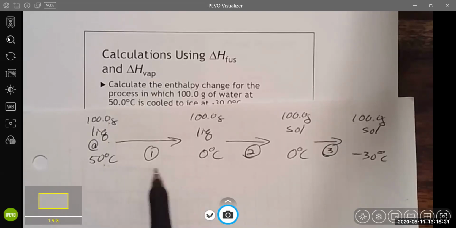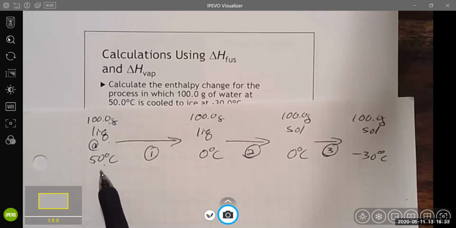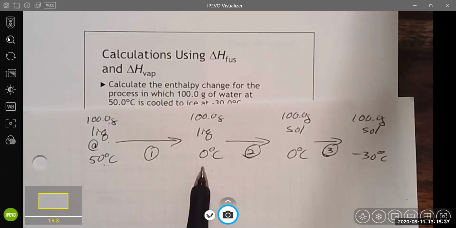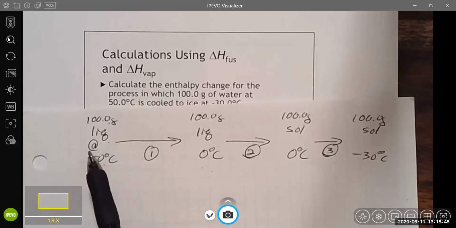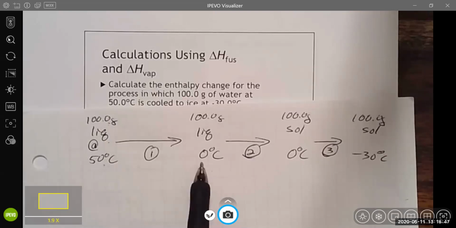So where did that energy go? If it was warm water and then it's very, very, very cold water, well, the energy left the water and it went into the surroundings of the freezer. So the freezer had absorbed that heat. So that makes this an exothermic process, if our system is the water that's losing the energy.